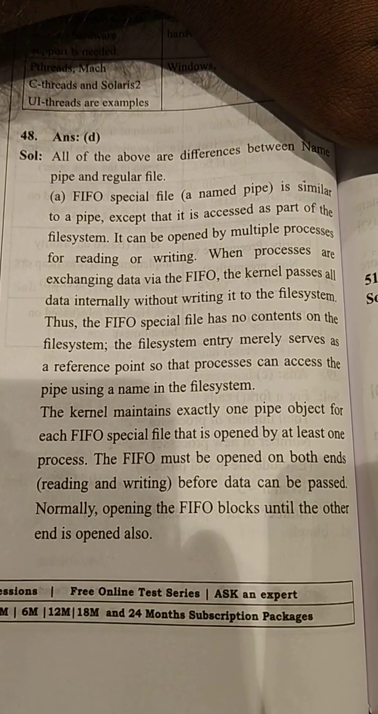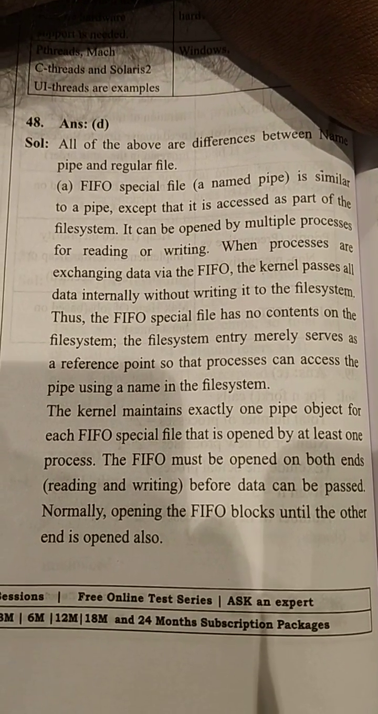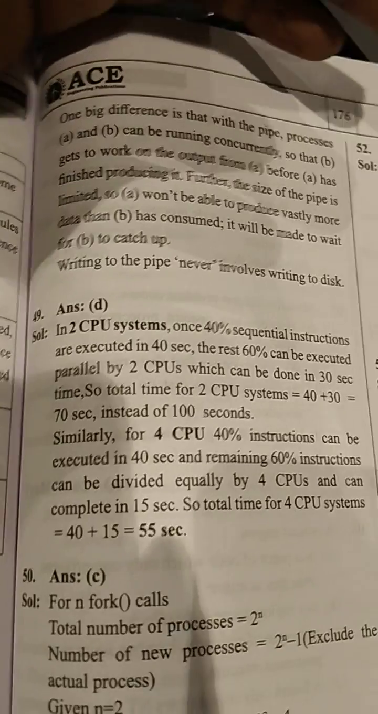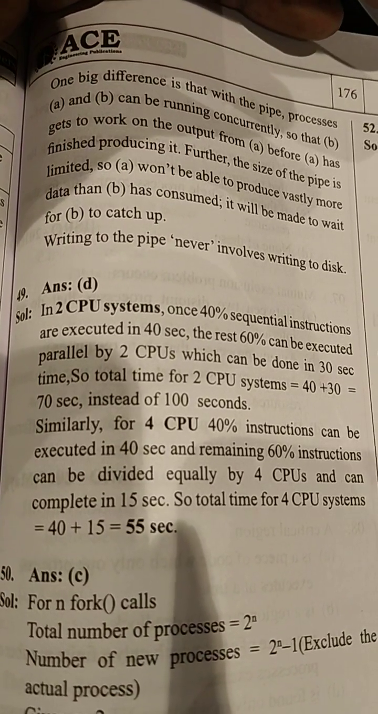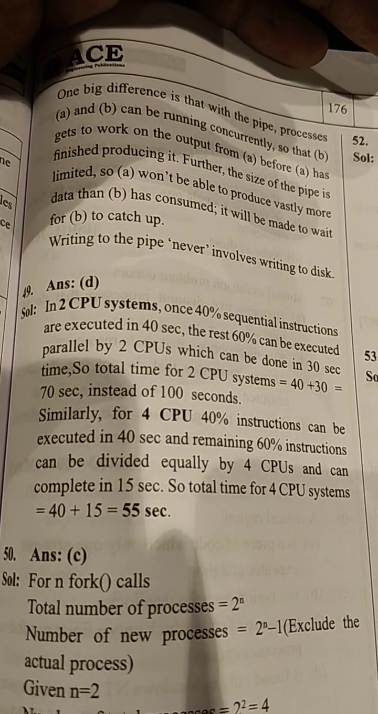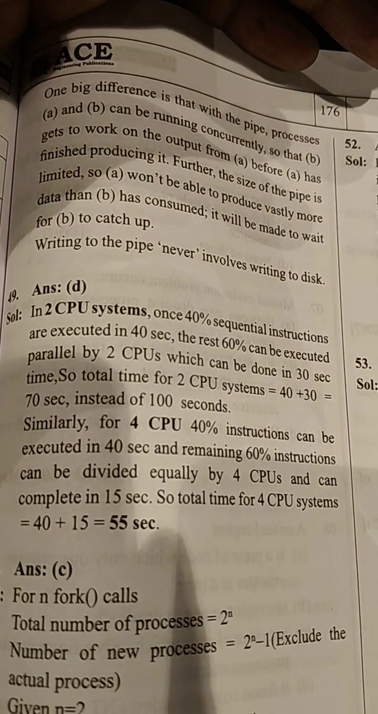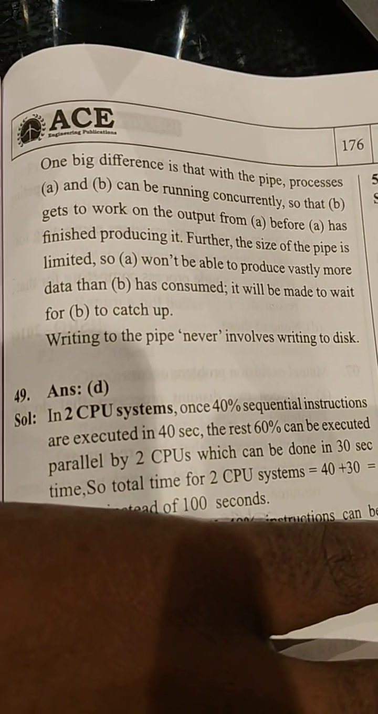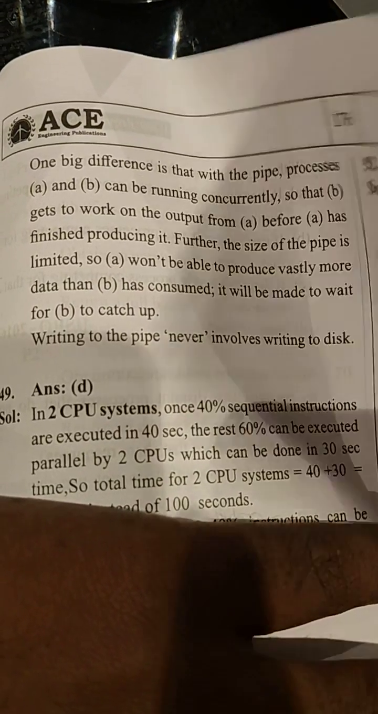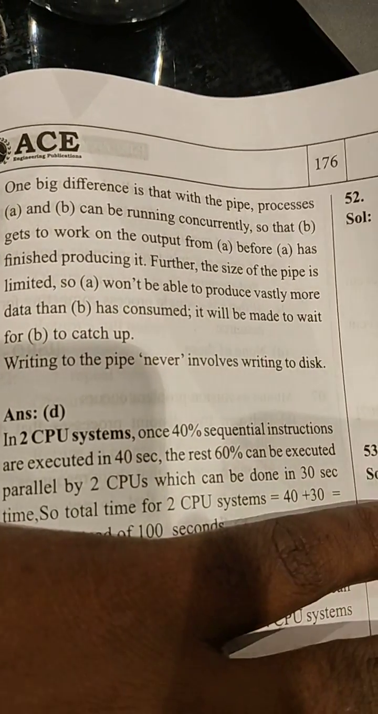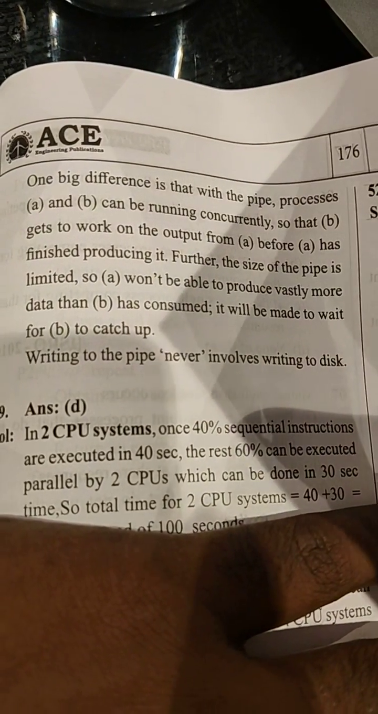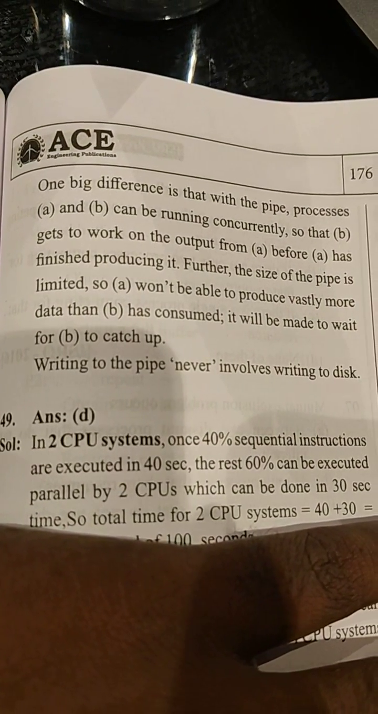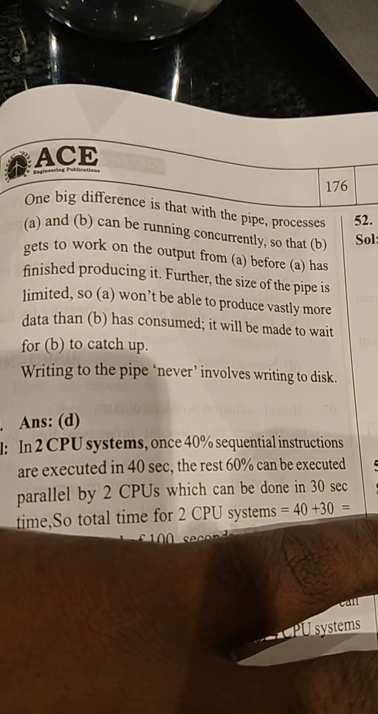The FIFO must be open on both ends, reading and writing, before data can be passed. Normally, opening a FIFO blocks until the other end is also opened. Also, one of the big differences is that with the pipe, processes A and B can be running concurrently, so that B gets to work on the output of A before A has finished producing it. Further, the size of the pipe is limited, so A won't be able to produce vastly more data than B has consumed. It will be made to wait for B to catch up. Writing to the pipe never involves writing to disk.